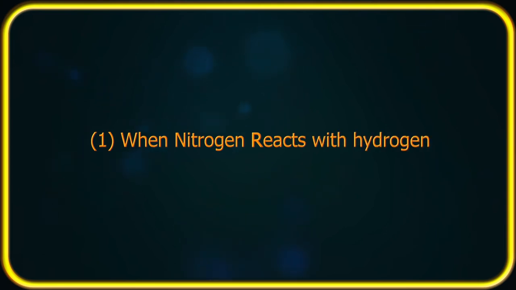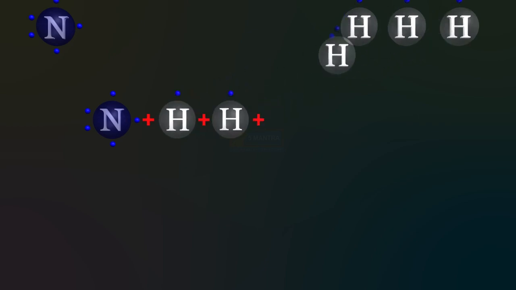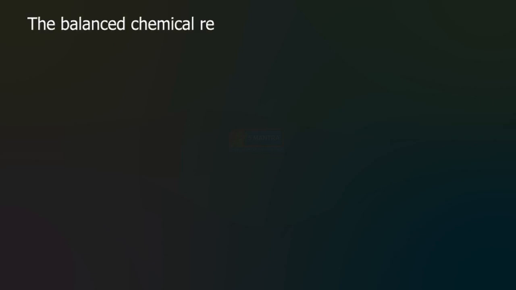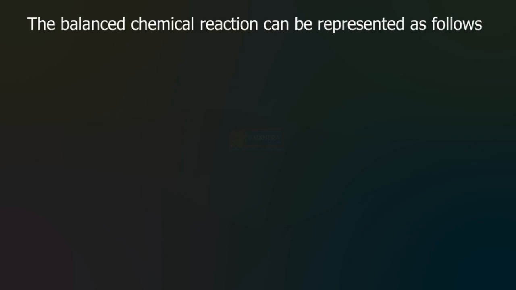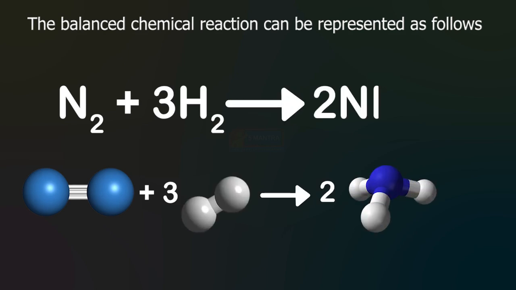1. When nitrogen reacts with hydrogen, it forms ammonia, that is NH3. The balanced chemical reaction can be expressed as follows. N2 plus 3H2 gives rise to 2NH3.